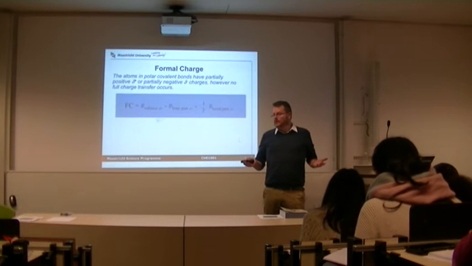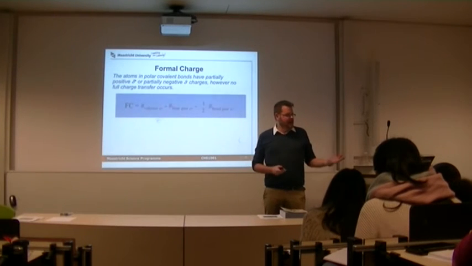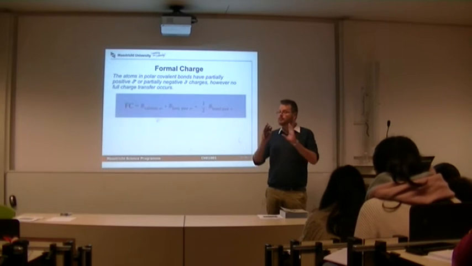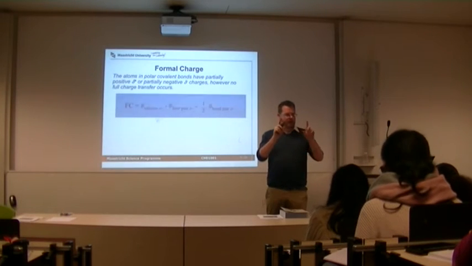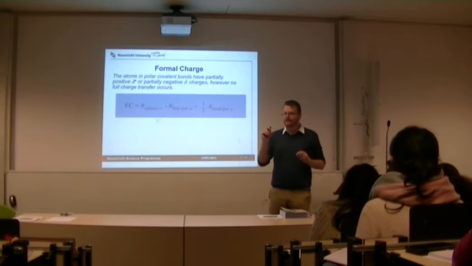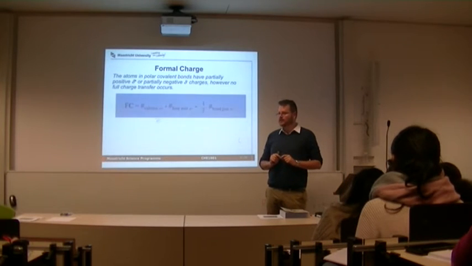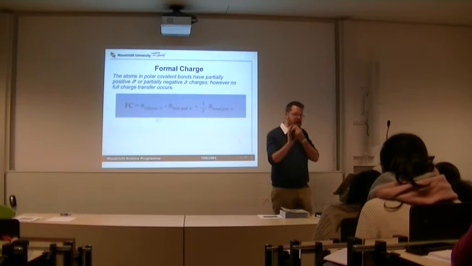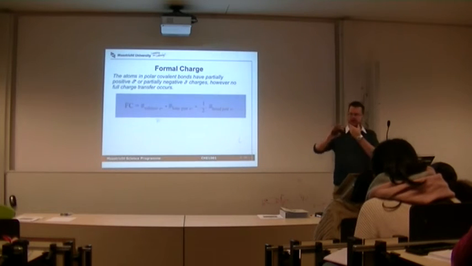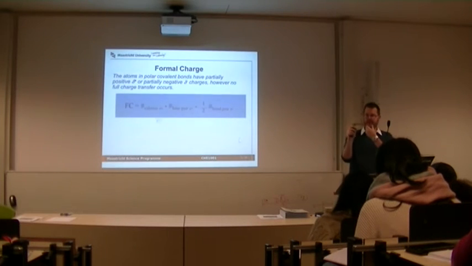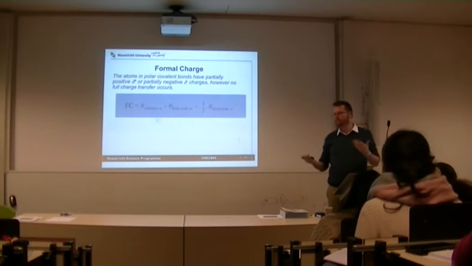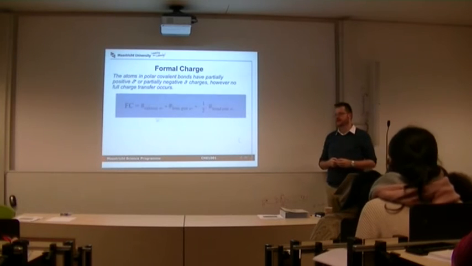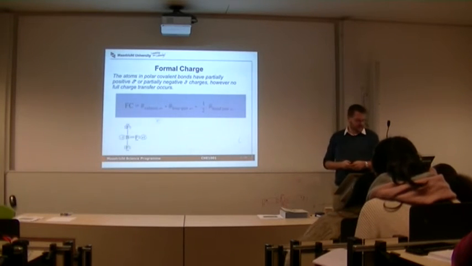It might be 0, it might be +1, -1, +2, or -2, but if you sum all the formal charges of the individual atoms in a molecule, it must add up to the measurable charge of the ion or compound that you're studying. So let's look at some examples.